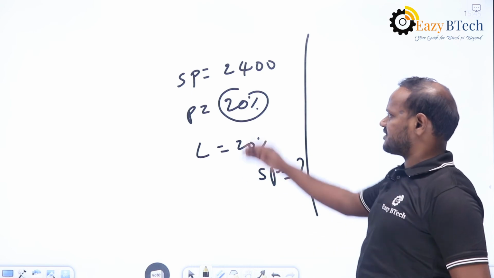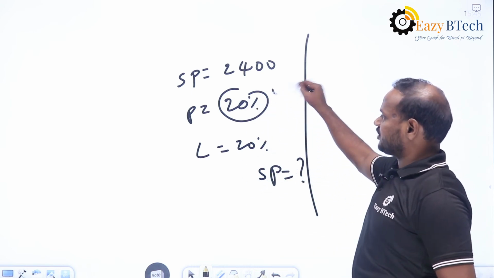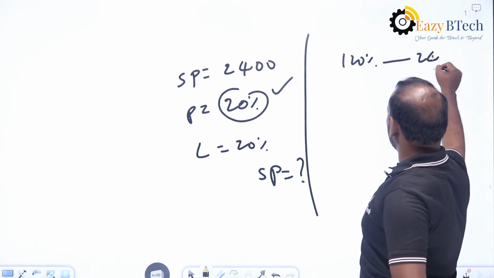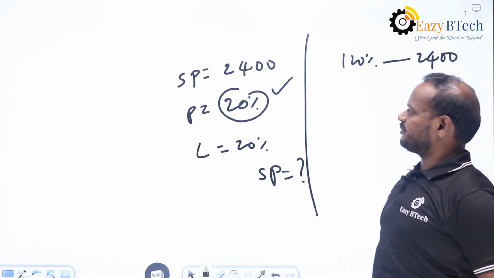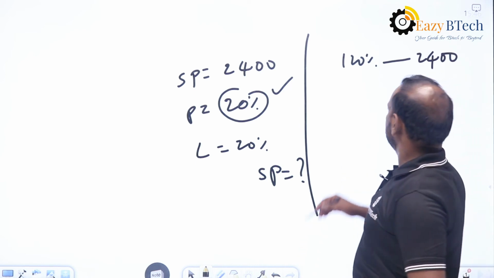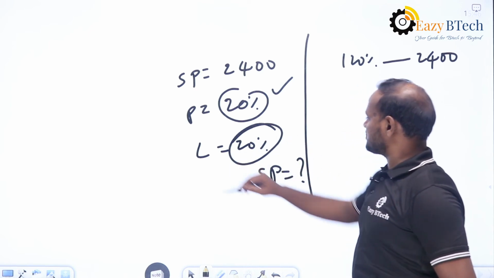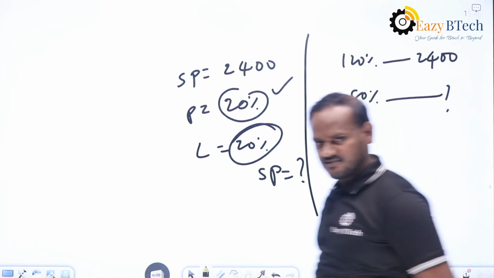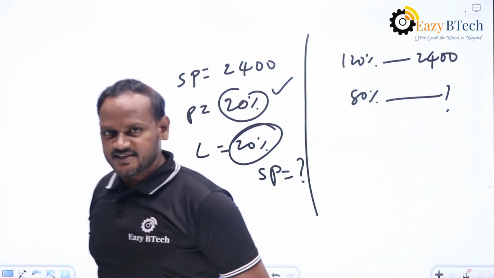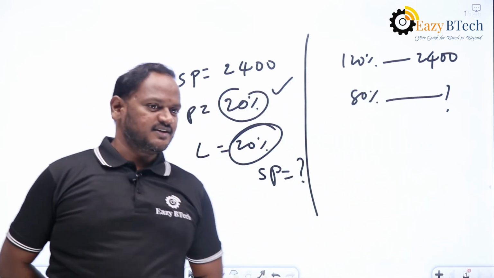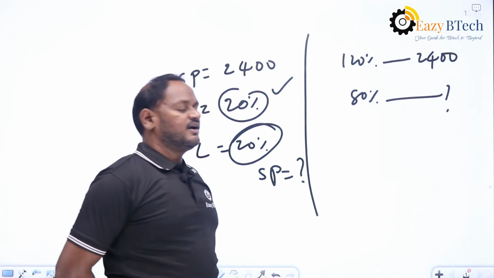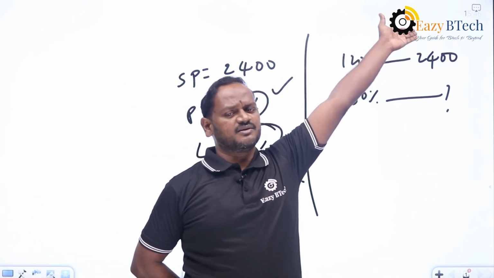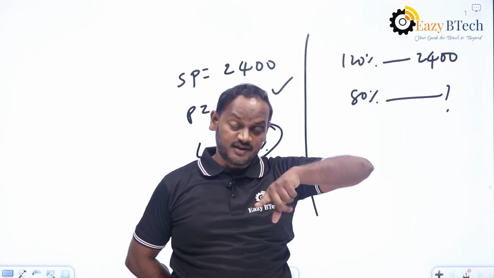Very easy. Selling price is 2400. He is getting 20% profit, that's why 120%. So 120% value is 2400. I need to get 20% loss means what? 80% value is what? That's it. Why? Because he is asking selling prices only, right? By selling an article for 20% profit, it can be taken as selling price as 120%. But I need to go for the selling price only.